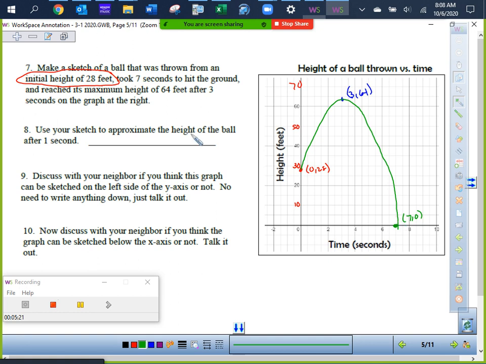Use your sketch to approximate the height of the ball after 1 second. Go. Record this. I had a vote in class for 142, and I think that's fine. Everybody's is going to be a little bit off because we freehanded this parabola right here. So you've got to go to 1 second. You don't need to draw this guy right here, but you just have to go up to see where it meets the graph. And I agree with that student that said 142 looks pretty darn close.